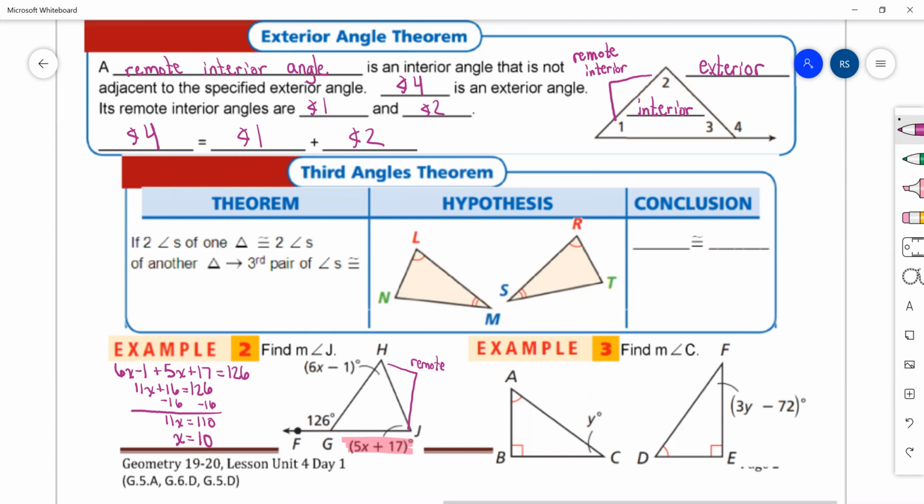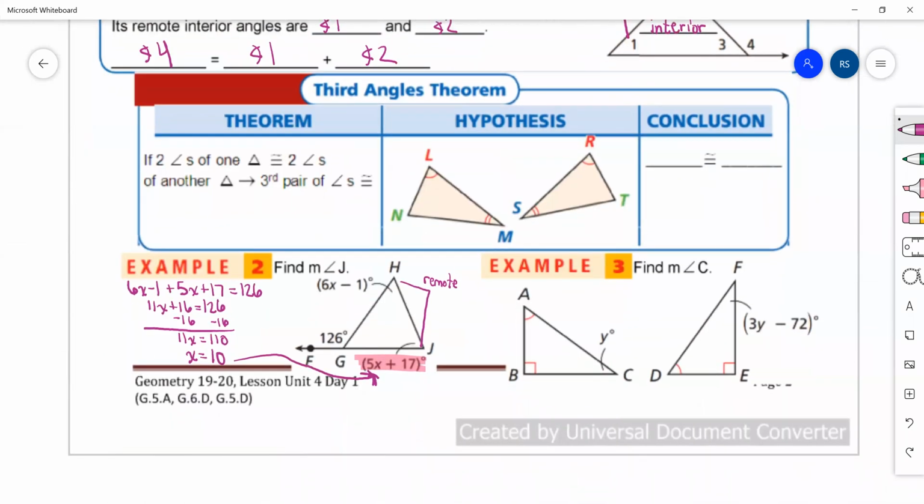However, it doesn't ask me to just find x. I have to find angle J. So I have to take this 10 and plug it in for x. So the measure of angle J equals 5 times 10 plus 17, which is 67 degrees. So there's our answer for that one.